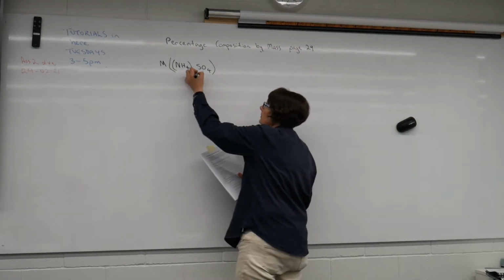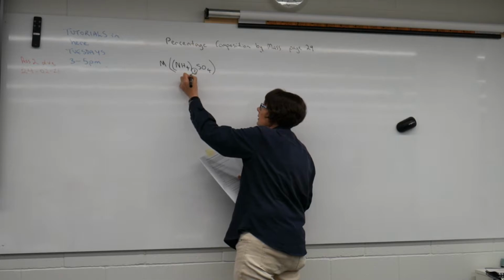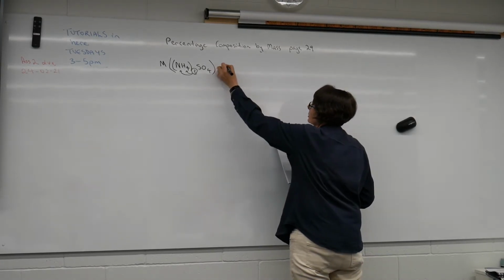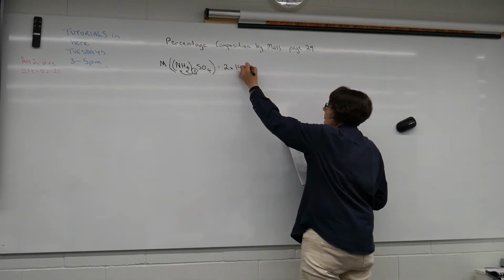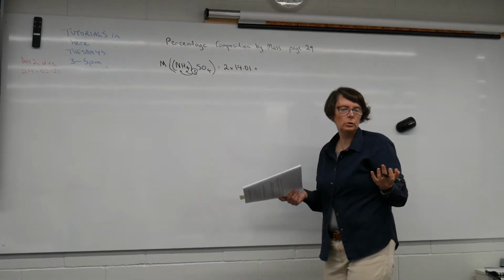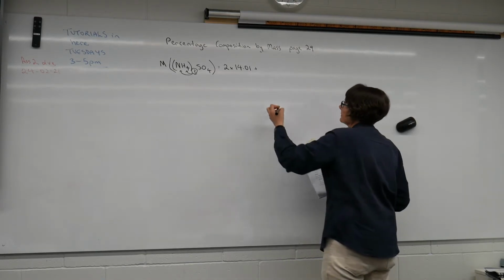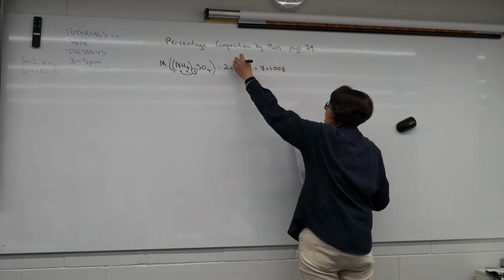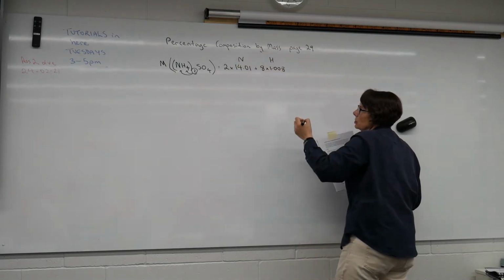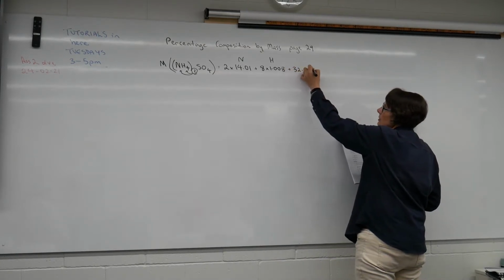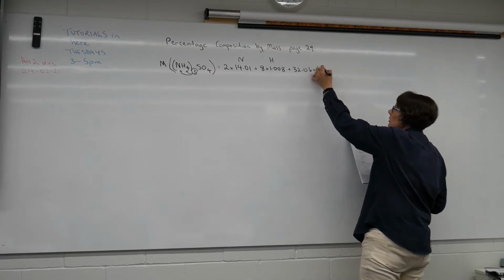So our subscript 2 here is going to apply to the nitrogen and the hydrogen. So it's going to be 2 times 14.01, I believe, plus 2 times 4 times, which is 8 times 1.008. So this is for the nitrogen, it's for the hydrogen. And then the sulfur is 32.06 and the oxygen 4 times 16.